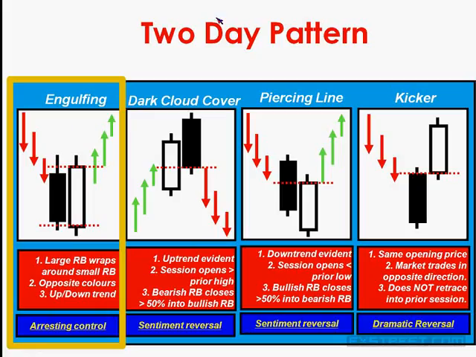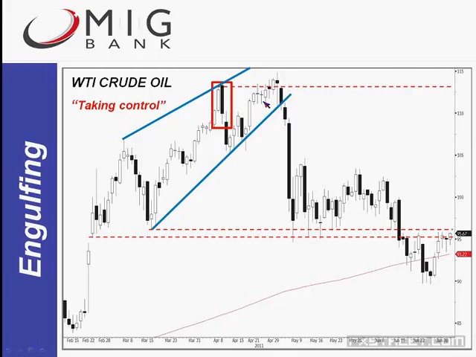Then, of course, we have an engulfing pattern. That's a 2-day pattern. There are many other patterns, but I'm just showing you the engulfing pattern. An example of an engulfing pattern was on oil when it peaked out at the end of March. That was a very important engulfing pattern. That's basically one trading session engulfing the previous one. And this happens to be a bearish engulfing pattern.